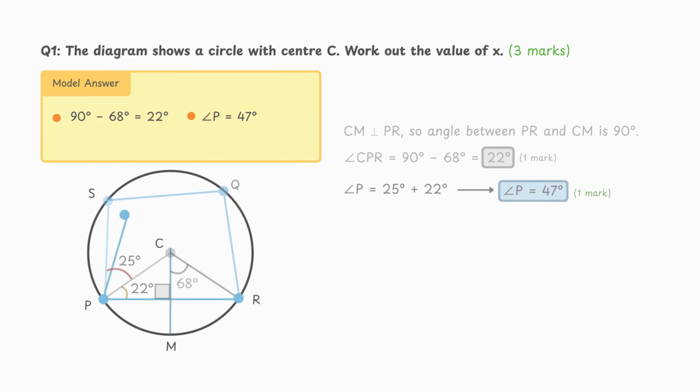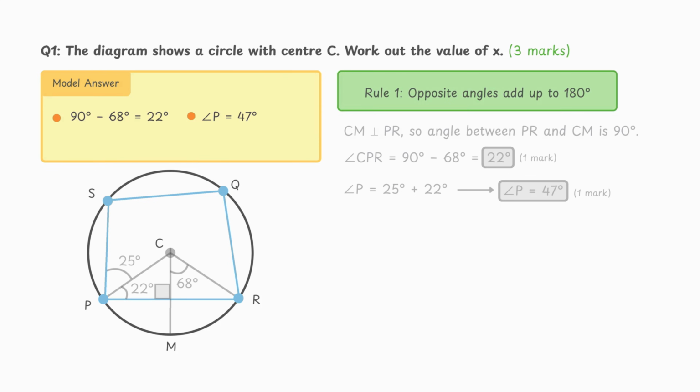Now look at the shape formed inside the circle. We have a cyclic quadrilateral. So we apply the key rule. Opposite angles in a cyclic quadrilateral add up to 180 degrees. Now look at angle P, which we found is 47 degrees. The opposite angle at Q is labeled 3x minus 7. So we write the equation. 47 plus open bracket 3x minus 7 close bracket equals 180.